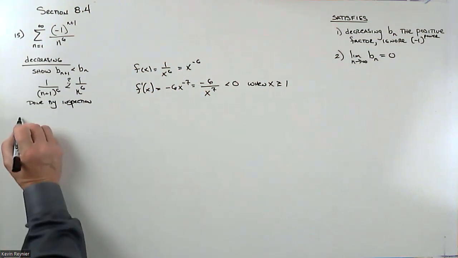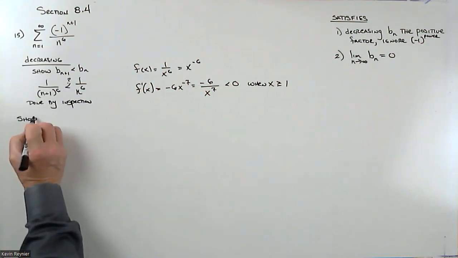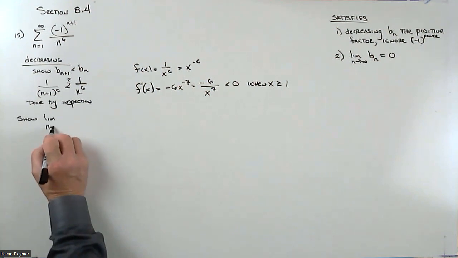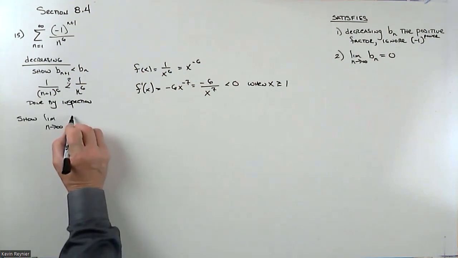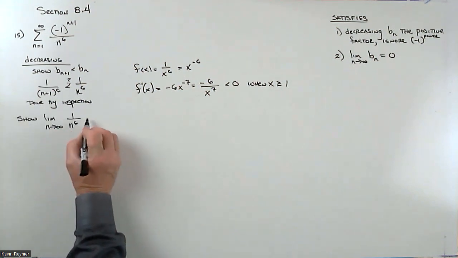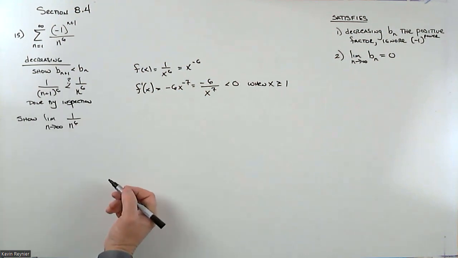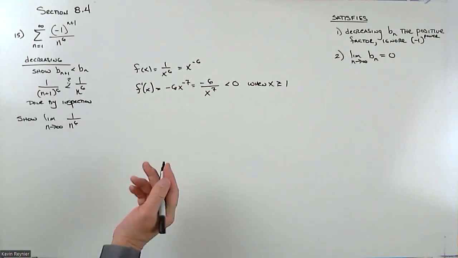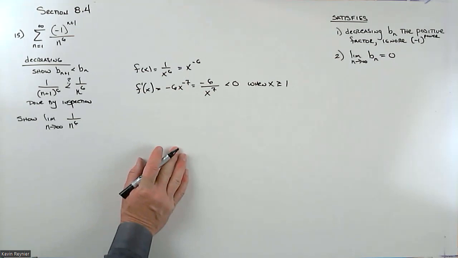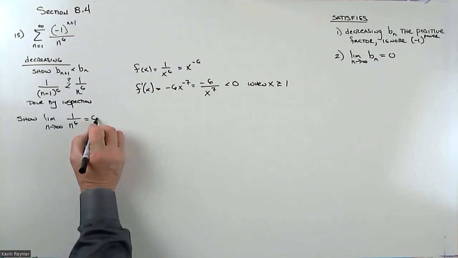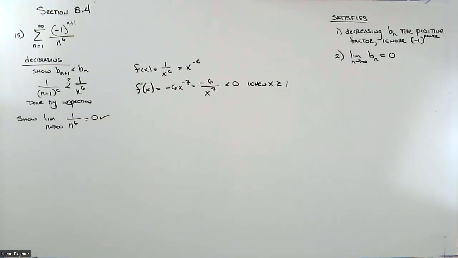Now we have to show the limit as n goes to infinity of 1 over n to the 6th equals 0. Well, again, that's done by inspection, right? There's no work here. This is 0. So this converges by the alternating series test.